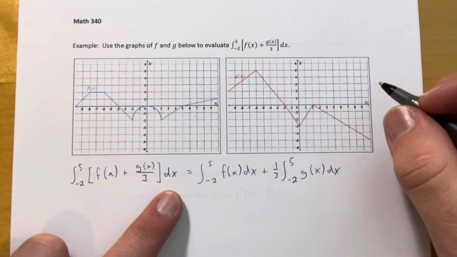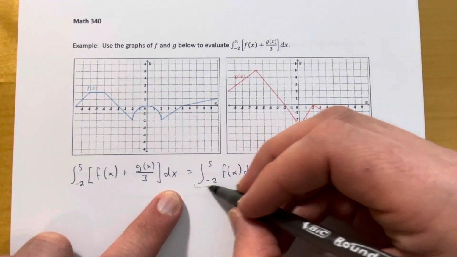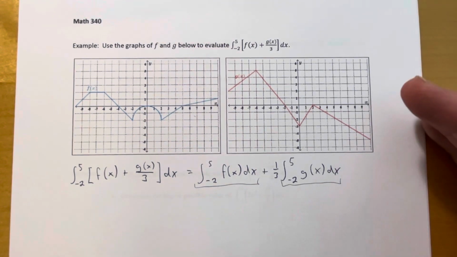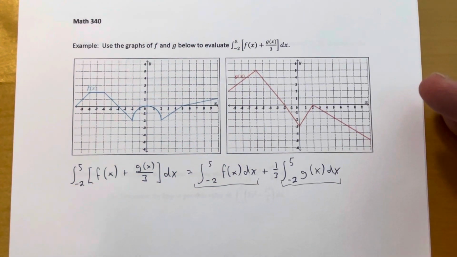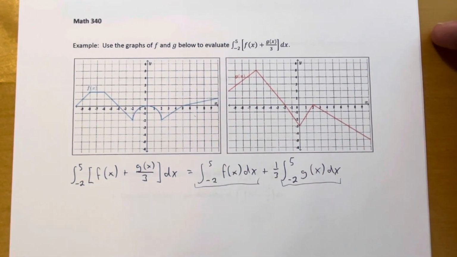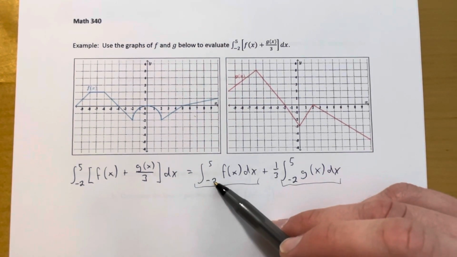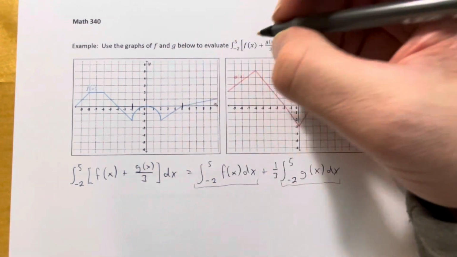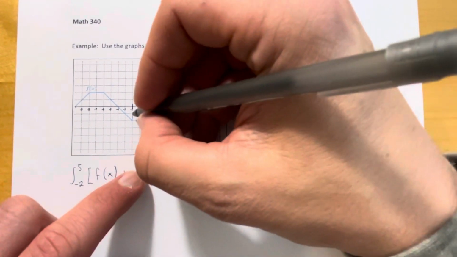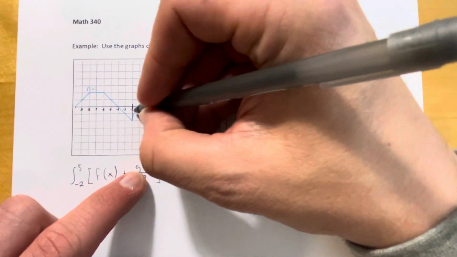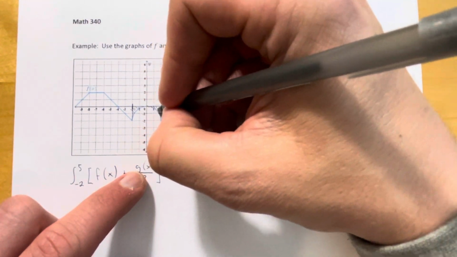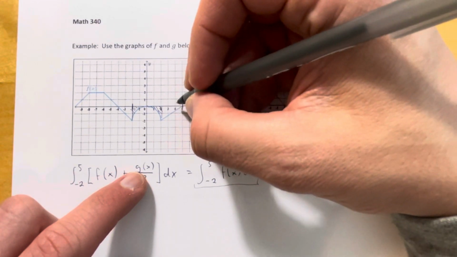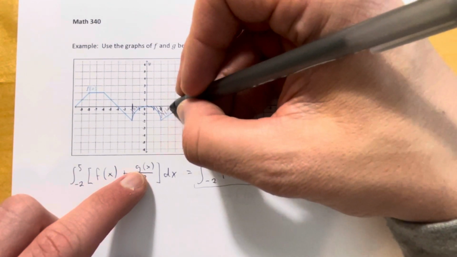Okay? At this stage, we have a couple of integrals here that we want to evaluate, and understanding that they represent areas between a curve and the x-axis, I can use the graphs to determine what those are equal to. Both integrals go from -2 to 5. So let's start here. Here's -2, here's 5. Okay, so -2 to +2 represents this area right here. And then from +2 to +5, I have a triangle.